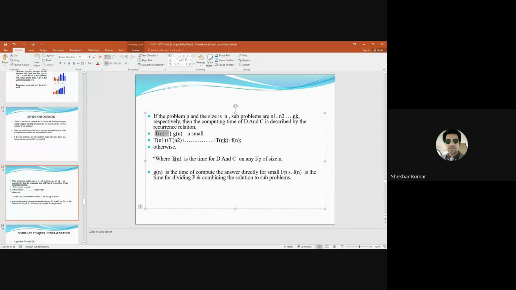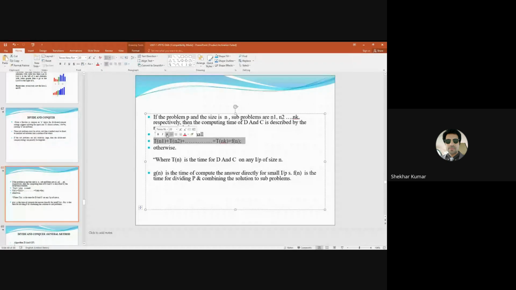Where T(n) is the time of divide and conquer on any input of size n. This is the total time, after division, in terms of dividing the inputs. And g(n) is the time to compute the answer directly for small inputs. And f(n) is the time for dividing P and combining all the solutions. I have divided the problem into small problems, and after dividing, I have combined these subproblem solutions. This total time is your T of n.